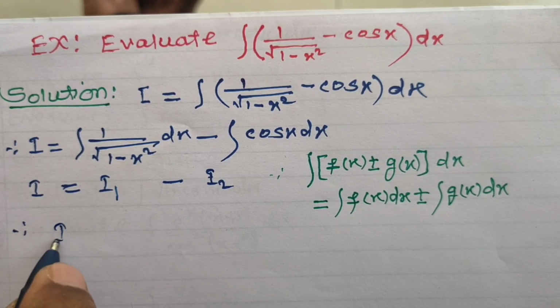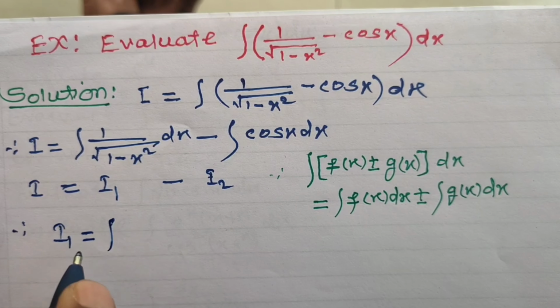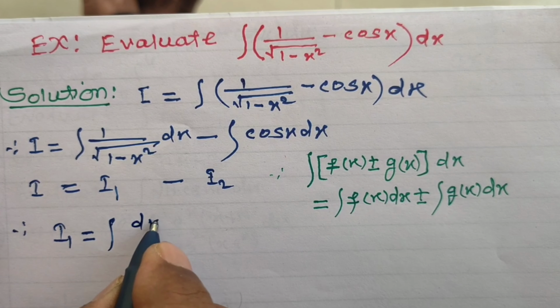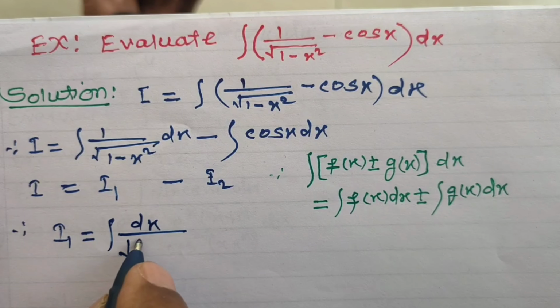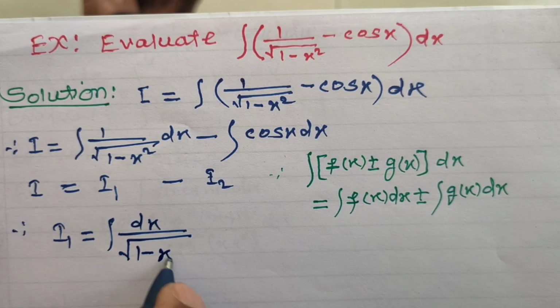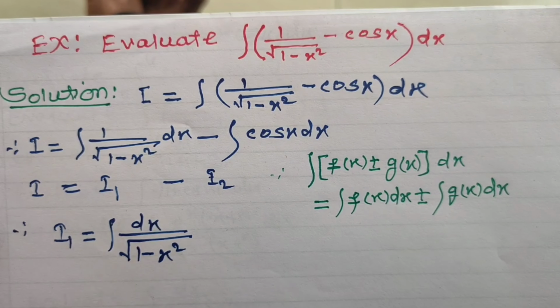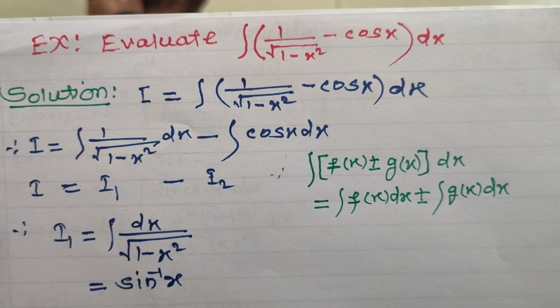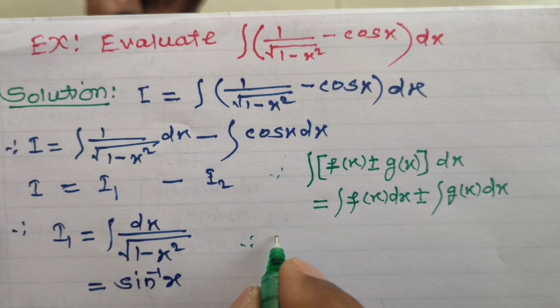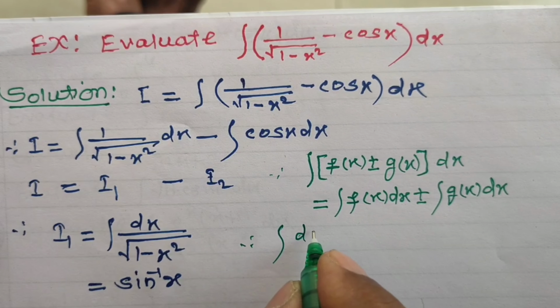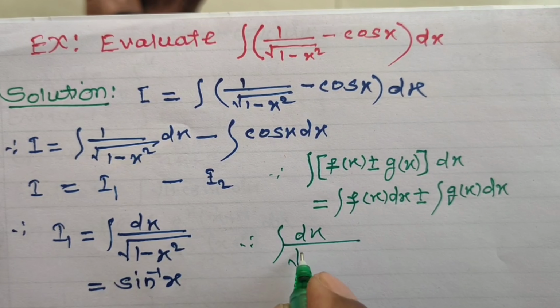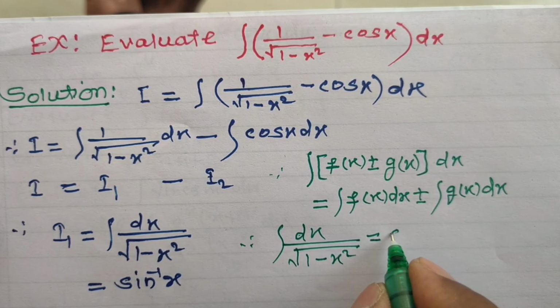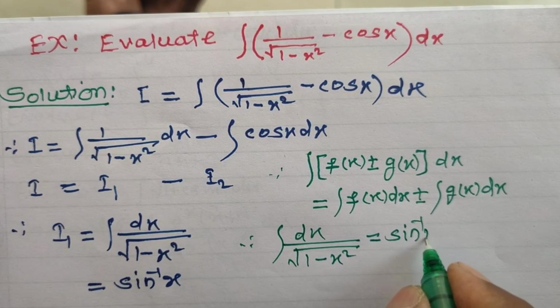Hence I1 is equal to the integral of dx divided by square root of 1 minus x squared, which is equal to sine inverse x, since the integral of dx divided by square root of 1 minus x squared is equal to sine inverse x. This is a standard formula.